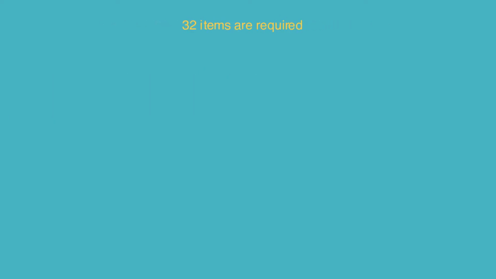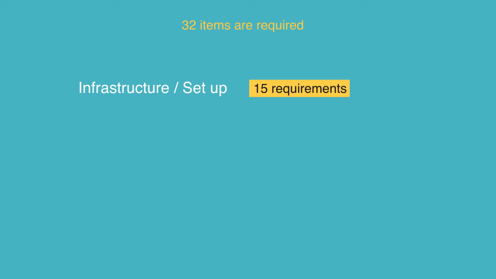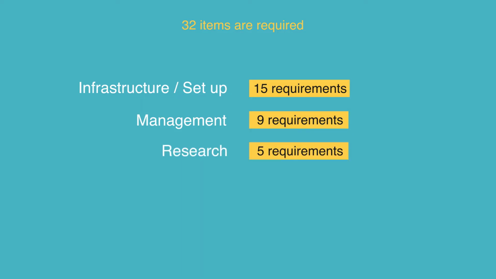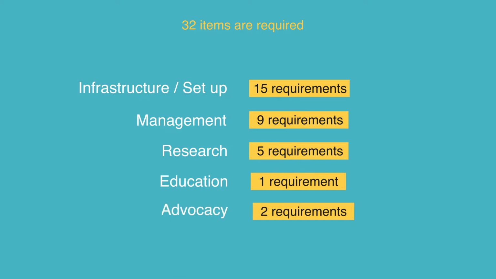UCARE audit requirements consists of 32 sections divided into 5 parts. Infrastructure or setup consists of 15 items. Management consists of 9 items. Research consists of 5 items. Education consists of 1 item. And advocacy consists of 2 items.